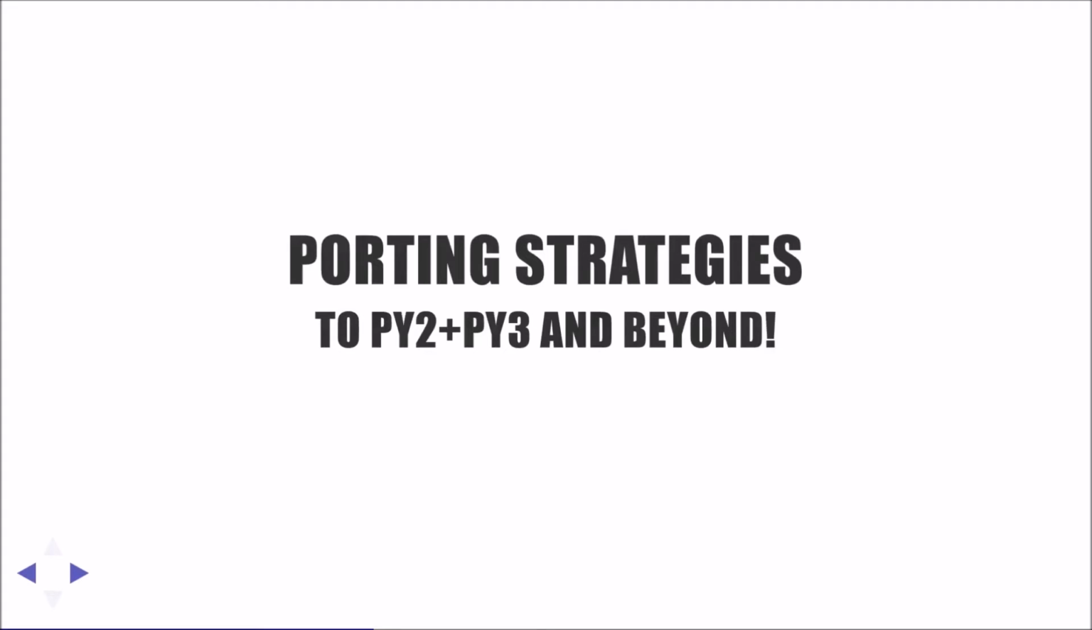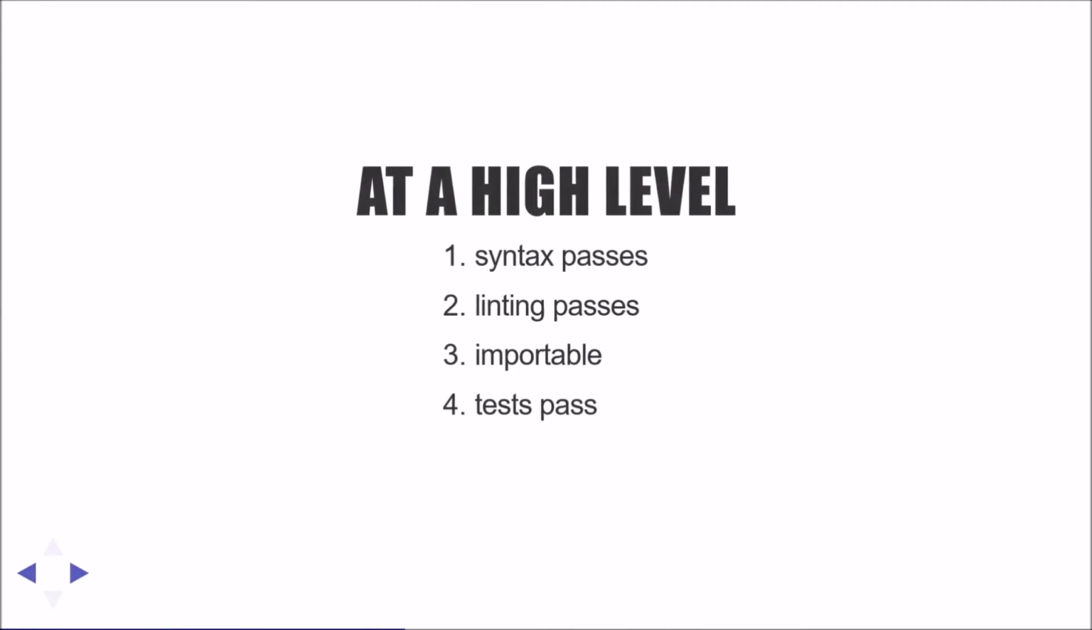Next, let's talk about porting strategies. The best approach I've found for porting code to be compatible is to take it in these four steps. First, make sure that syntax parses in both versions. This may mean changing some Python 2 specific syntax to be 2 plus 3 compatible. Once your syntax passes, make sure that your various linters also succeed. That is, your tools such as Flake8 and Pylint return successfully.